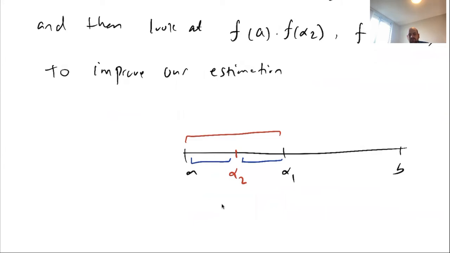So that means we have to look at f of A times f of alpha 2. If it's negative, that means there is a root between A and alpha 2, which means we have improved our estimation. Or if f of alpha 2 times f of alpha 1 is negative, that means there is a root between alpha 2 and alpha 1. Again, that means we have narrowed down our estimation, so we have improved our estimation again.